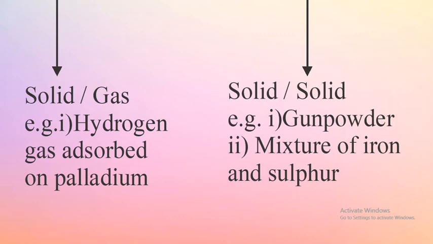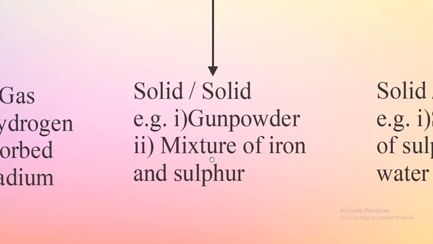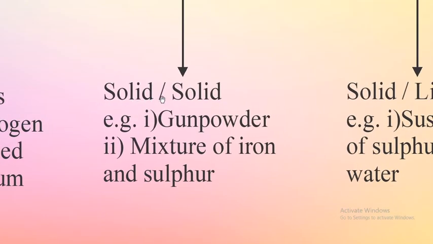So they come under heterogeneous mixtures. This hydrogen won't be mixed into the whole mass. Only on the surface it will be mixed. So it is a heterogeneous mixture. Next, solid heterogeneous mixtures, one of them is gunpowder. Gunpowder is a mixture of charcoal, sulfur, and niter. So different components are mixed in it. The particles of different components can be seen separately there. So it is a heterogeneous mixture.